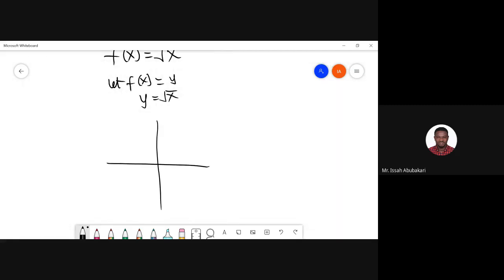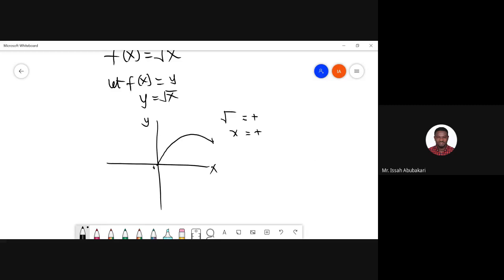This is our x and y axes. This is 0, our origin or the intersection. What you need to note down is, what is the sign of the square root? It is positive. What is the sign of the x variable? It's also positive. When you look at the graph, this side is positive for y, and this side is also positive for x. So at the end, the graph will go in this direction.